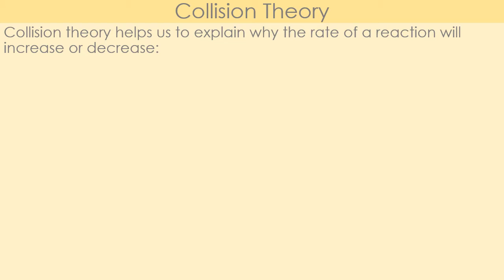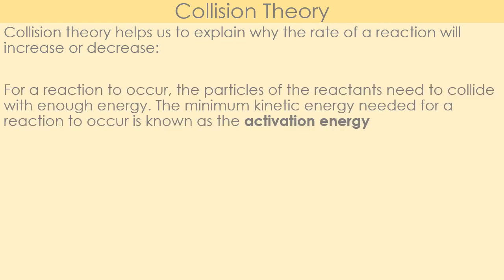So our next bit is now looking at explanations of our reactions, and we use something called collision theory. Now, collision theory helps us to explain why the rate of a reaction will increase or decrease. So we need to know our theories and then be able to apply them as well for our explanations. So collision theory simply states, for a reaction to occur, the particles of the reactants need to collide with enough energy. They have to come into contact to have a reaction, and they have to come into contact with enough energy to either break or make those new bonds.